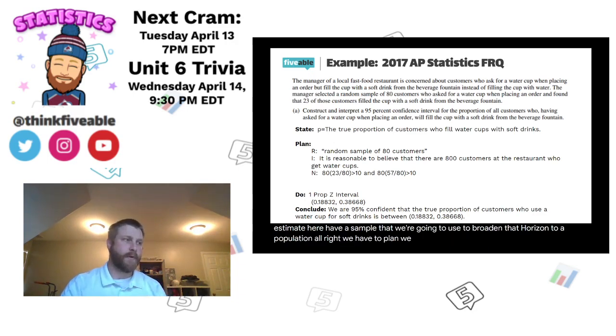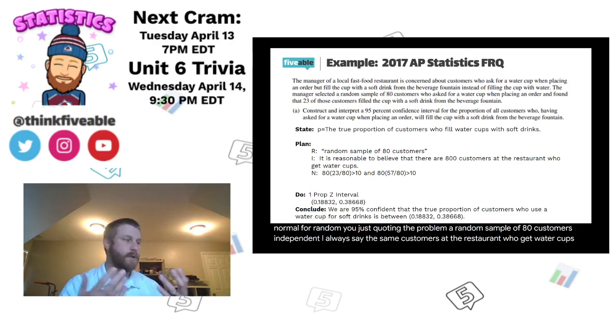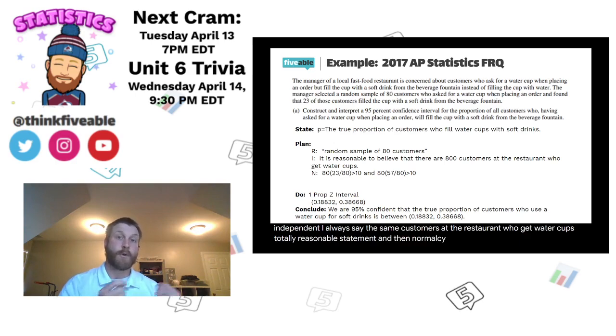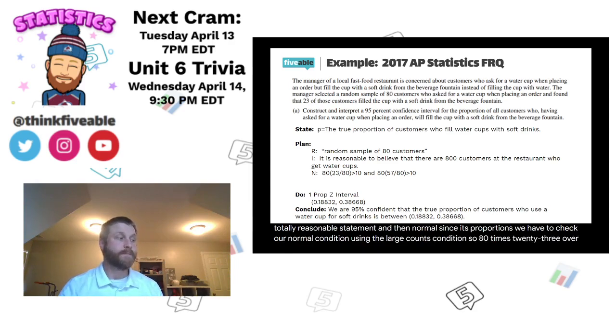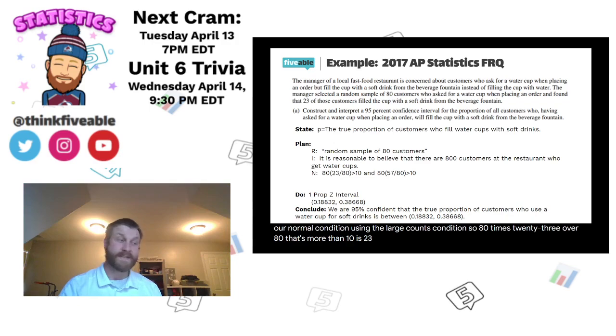All right, we have to plan. We have our three conditions: random, independent, normal. For random, you're just quoting the problem, a random sample of 80 customers. Independent, I always take the sample size and multiply by 10 and say that that's reasonable for a population. It is reasonable to believe there are at least 800 customers at the restaurant who get water cups. Totally reasonable statement. And then normal, since it's proportions, we have to check our normal condition using the large counts condition. So 80 times 23 over 80, that's more than 10, it's 23 successes, and then 80 times 57 over 80, 57 failures, okay, both greater than 10.